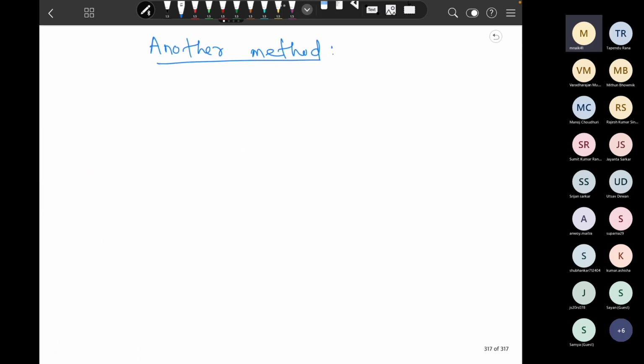Okay, so another method. Actually, I think somebody has not muted. I mean, somebody has to mute. I am hearing some sound there.